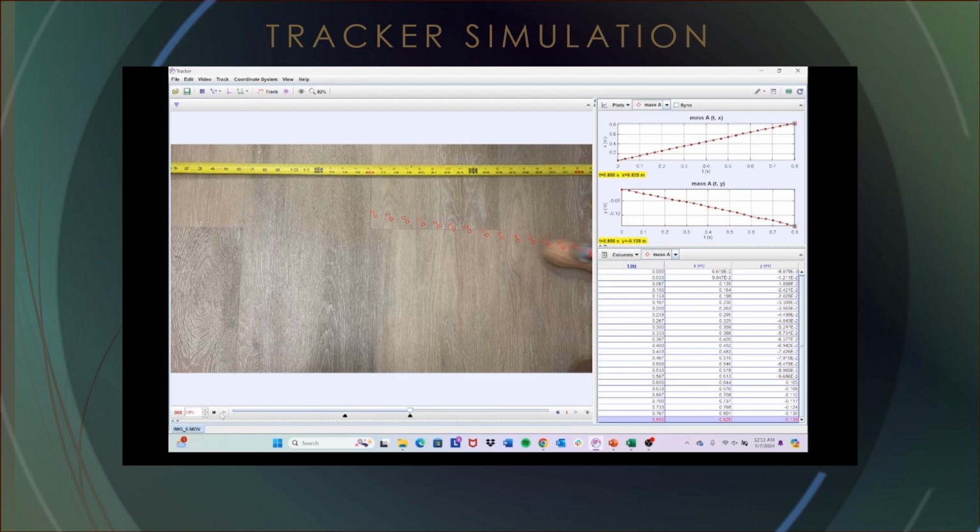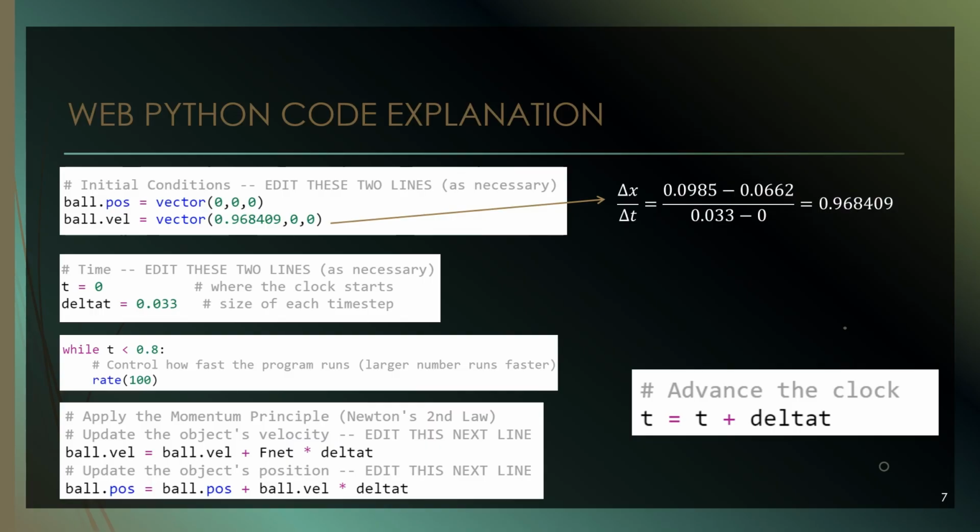Now using the previous data gained in Tracker, we can make our WebPython code. So first of all, I took the change in position at the first two coordinates and the change in time to get our starting velocity. That was inserted right in this area of our code, and the initial position was put at 0, 0, 0 or our origin. For the time, I started time at t equals 0, and delta t was equal to basically the frames per second that my video was filmed at, which ended up being 0.033.